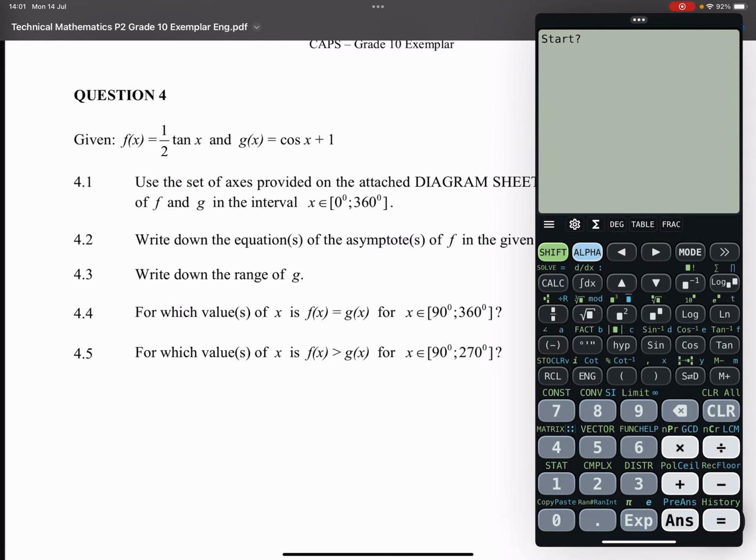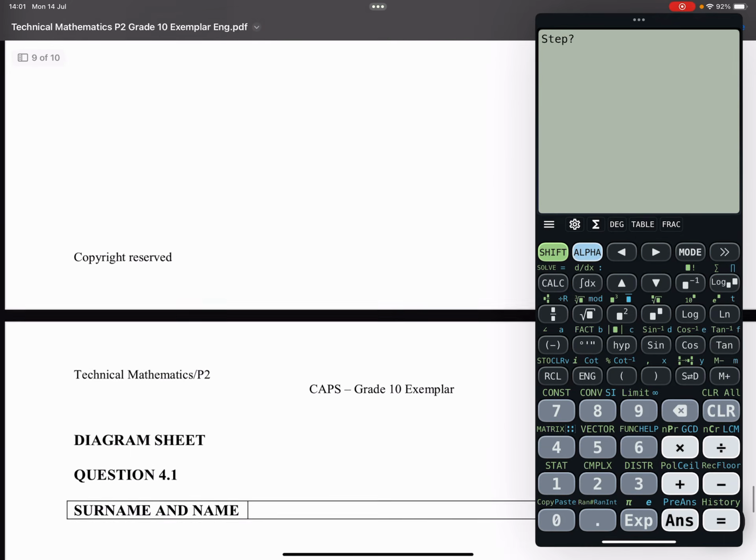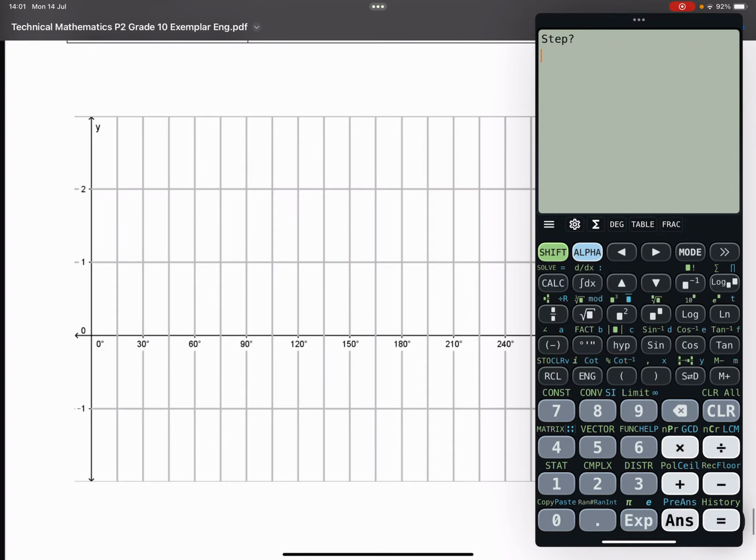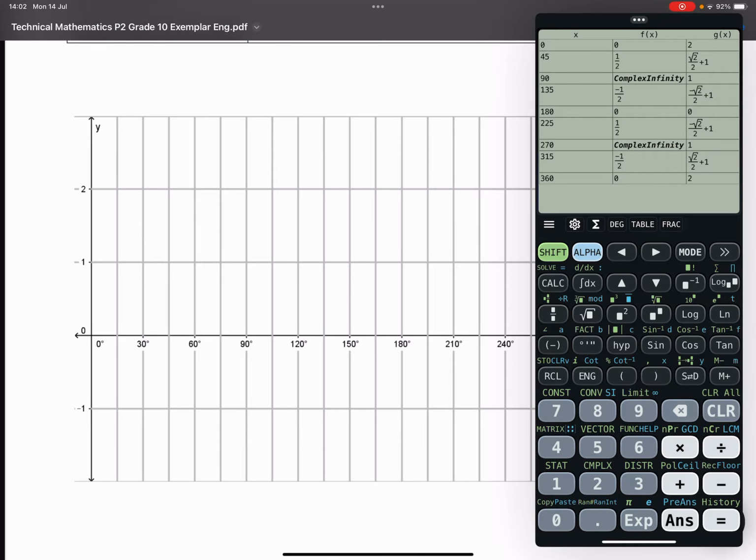So where do I want it to start? I want it to start at 0, and I want it to end at 360. And in this case, the steps that I'm going to consider are, when I look at that graph over there, it looks like let's actually take 45. Right, let's take 45. So what is this showing me? It's showing me both f of x and g of x.